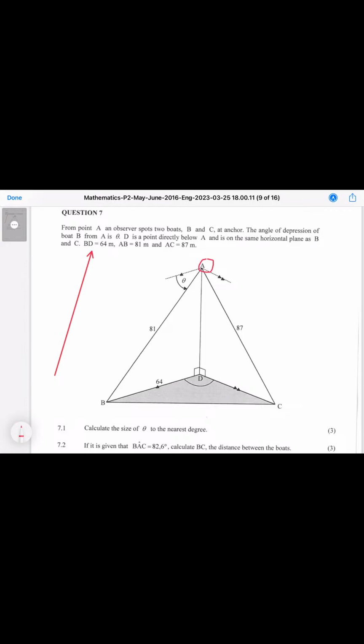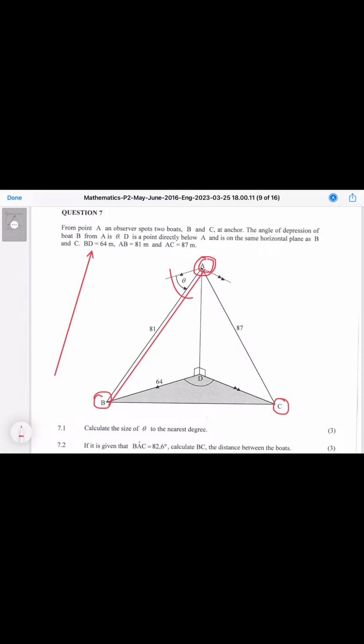An observer spots two boats, B and C, at anchor. Where is B? There is B and there is C. The angle of depression of boat B from A is theta. From A, the angle of depression is theta. There is theta.